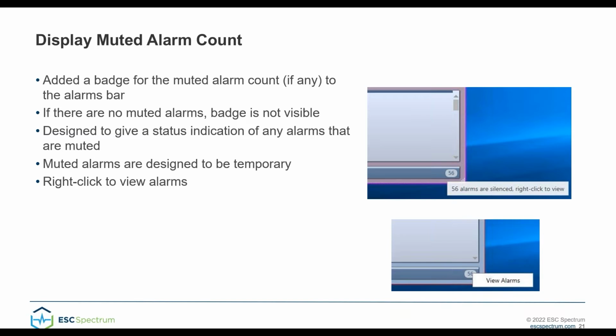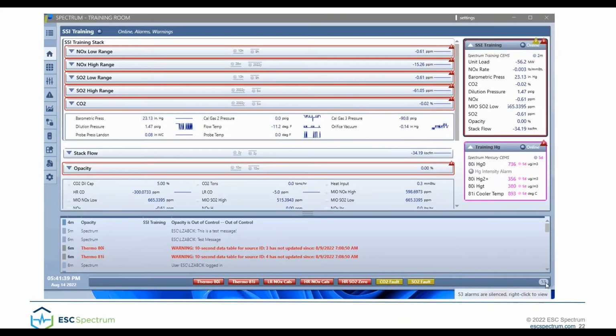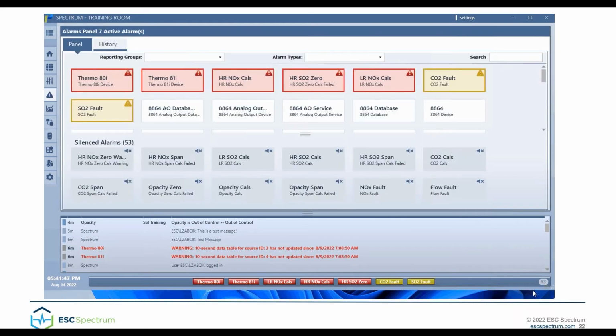So this will show you if you have any of those alarms muted, because the idea here is that you'll eventually want to know that and want to go back and turn it back on when the problem is corrected. So now that displays down there in the bottom right of the alarm bar, and you can right click on it to view those alarms that have been silenced as well. Here's just a little screenshot of that. You can see we have 53 muted on that system, and you can click on it to view those alarms if you wanted to.